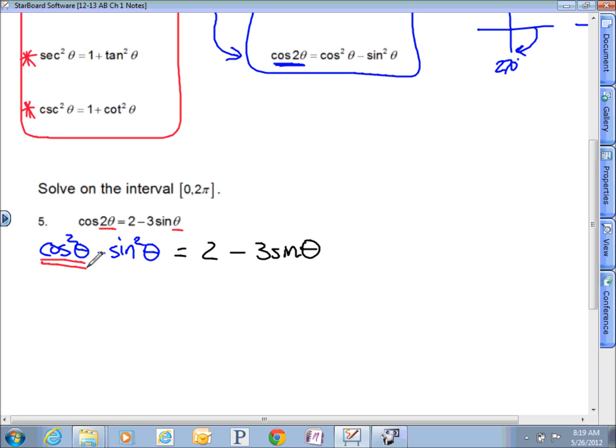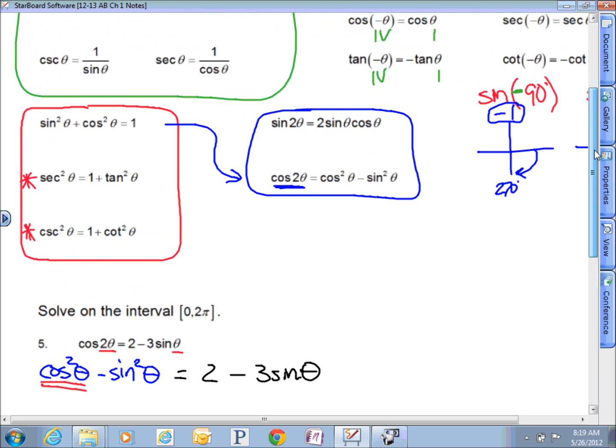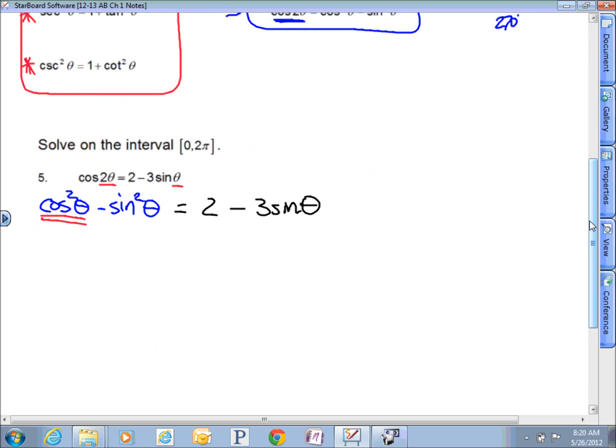Well, let's go up and use that Pythagorean identity that I referred to, sine squared theta plus cosine squared theta equals 1, and replace cosine squared theta with 1 minus sine squared of theta. Now when I look at this, let's see what I can come up with. Now we've got apples and apples. Now we're talking about all these exact same trig functions with sines.